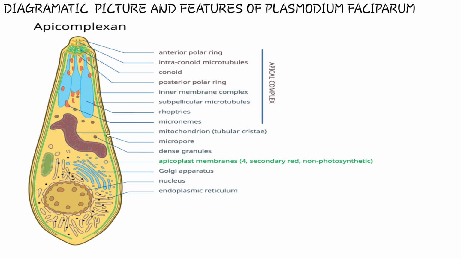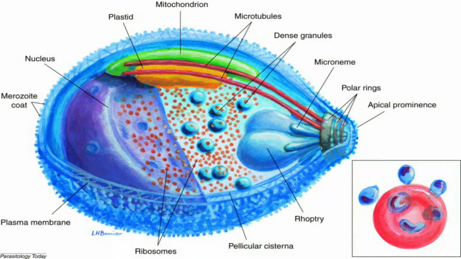But if you focus on Plasmodium falciparum, we see that its structure consists of an apical prominence, and in front of the apical part, it has the rhoptry. There are rhoptries and micronemes, which are secretory organelles that are very important during the invasion of the RBCs by Plasmodium falciparum.